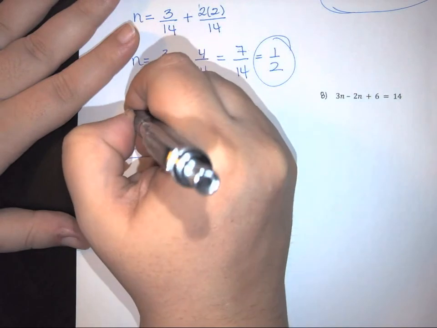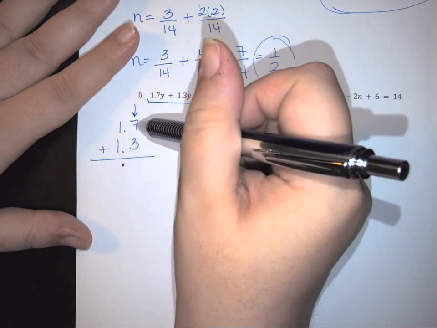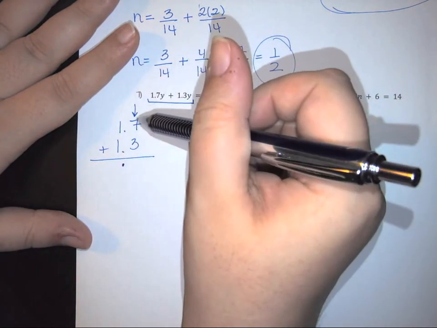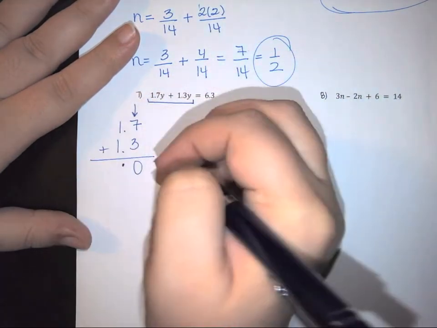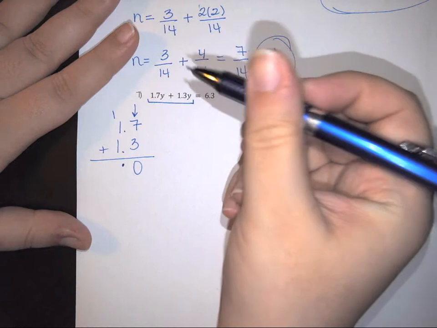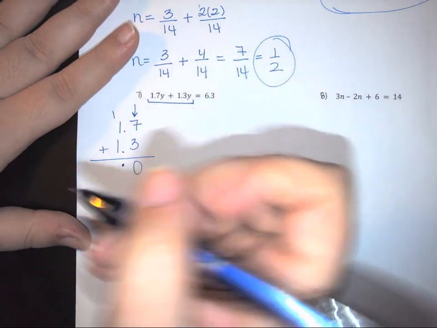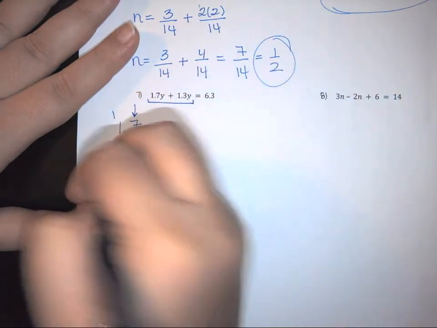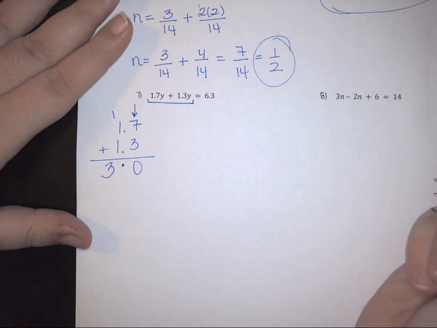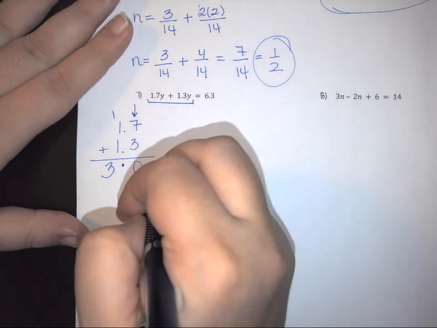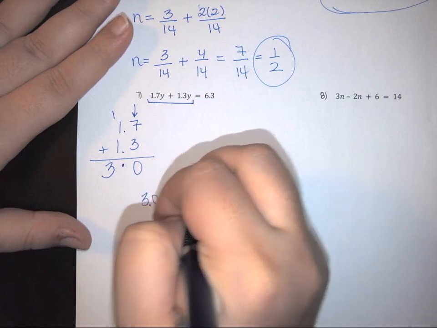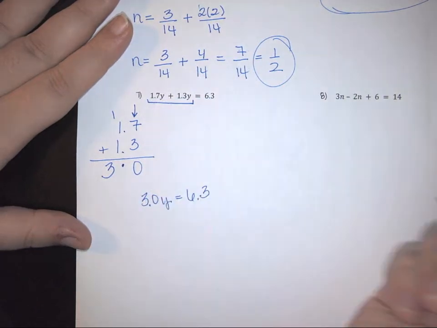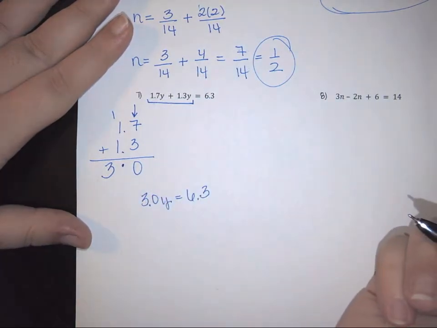So you look at your tenths column. So 7 plus 3 is 10. So you input your 0 and carry the 1. 1 plus 1 is 2, plus 1 is 3, and thus we're looking at 3.0. So here you would have 3.0 y is equal to 6.3, and division would be the same.